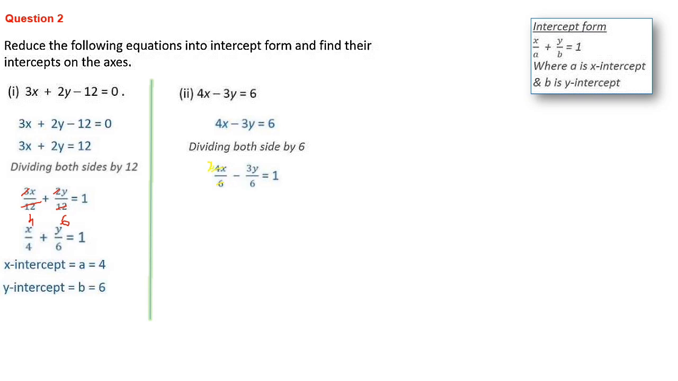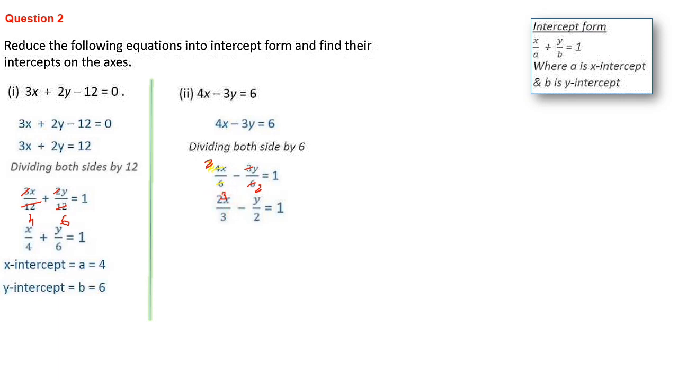Okay, we will take another color, that will be better. So 4 when we cancel by 2, it will be coming 2 times, and 6 when we cancel by 2, it will be coming 3 times. And here 3 and 6 we can cancel and write 2 times. So 2x divided by 3, numerator is 2, denominator is 3. So 2x by 3 minus y by 2 equal to 1. But here there is a problem. Here there is 2x.